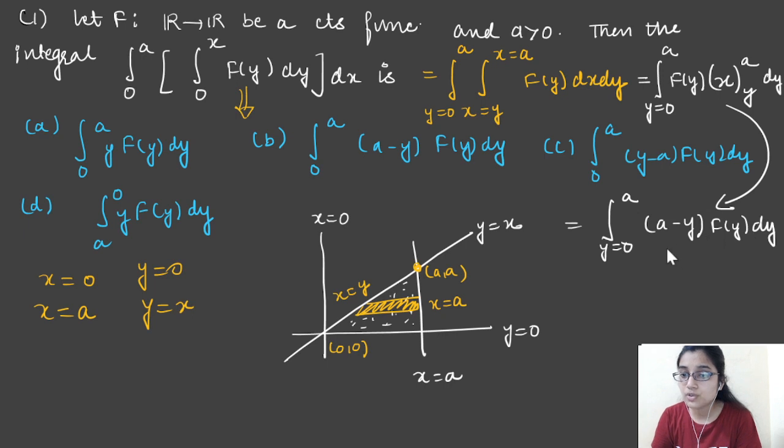So which option do you think is correct? Y from 0 to a minus y f of y dy. That is, your B option is correct. So this was your first question, which was obviously a previous year question. So let's discuss a few more problems on change of order of integration.